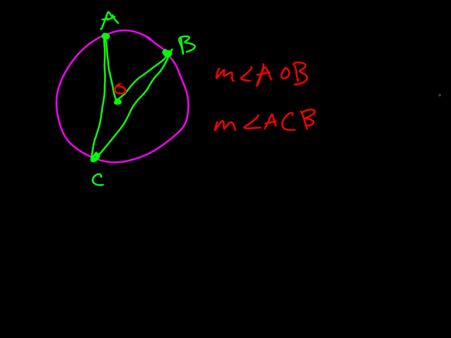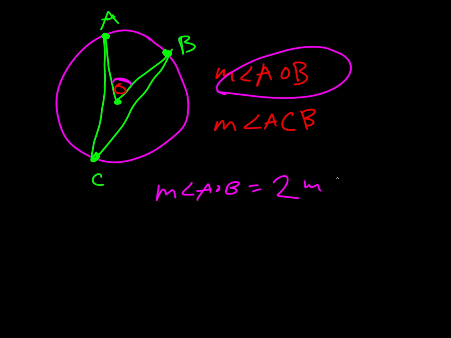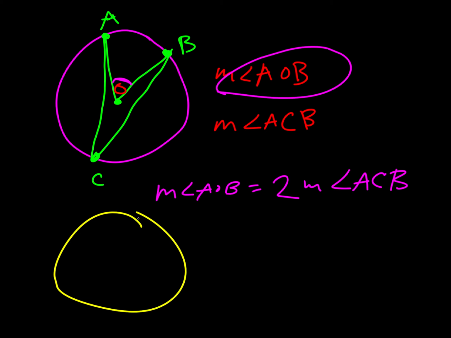The way that those relate is that AOB will be twice as big. So this angle is 2 times this angle. So the measurement of angle AOB equals 2 times the measurement of angle ACB. Okay? Now, another situation, which is actually just an extension of this one, but it's going to feel a little bit different.